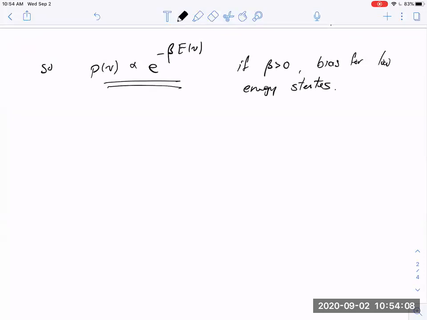Okay, so this is a bit abstract. Let's see how it works in a concrete, simple example that we can essentially solve for exactly. Let's consider a simple two-level system.